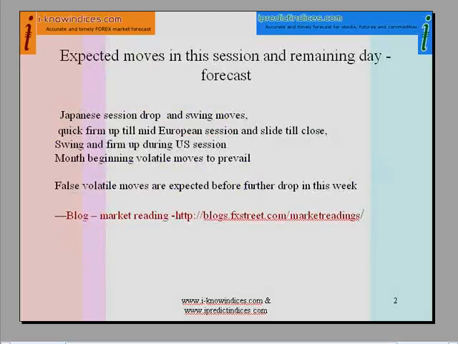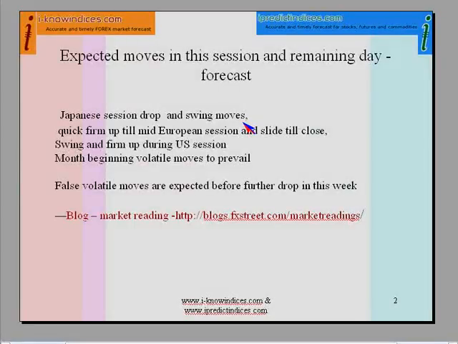Now, with regard to the forecast, the expected market moves during this particular session and also the rest of the day: Japanese session a drop quickly and then swing moves. They are swinging near that of the high now, and sporadically they are making an upward stop in that of the high of Euro or GBP. And in the case of USD they made a very big drop and subsequently made the rise, and it is expected to drop again during the US session to that 89 area.